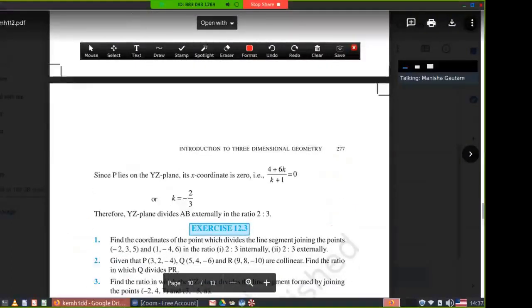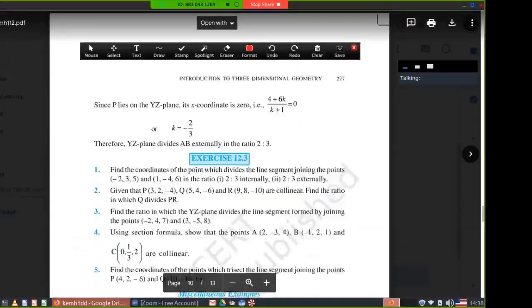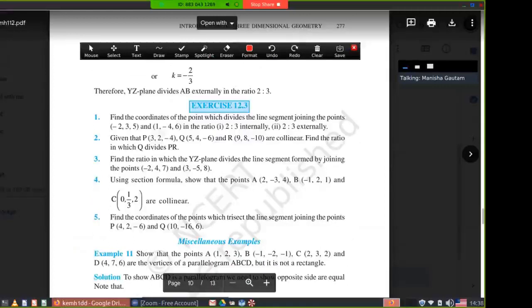P lies on the YZ plane. Its x coordinate is 0, and this is equal to 0, which means k is equal to -2/3. The minus shows that the point divides the line segment externally in the ratio 2:3. Now you have to try the questions of exercise 12.3. All questions are very easy. I think you can do all types of questions we have discussed in the examples.